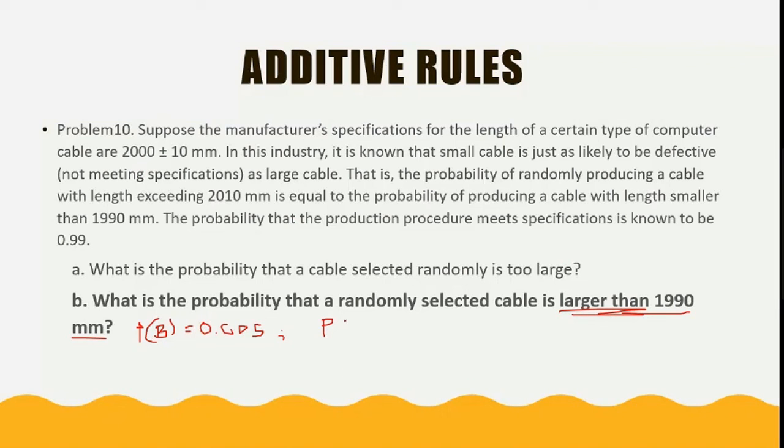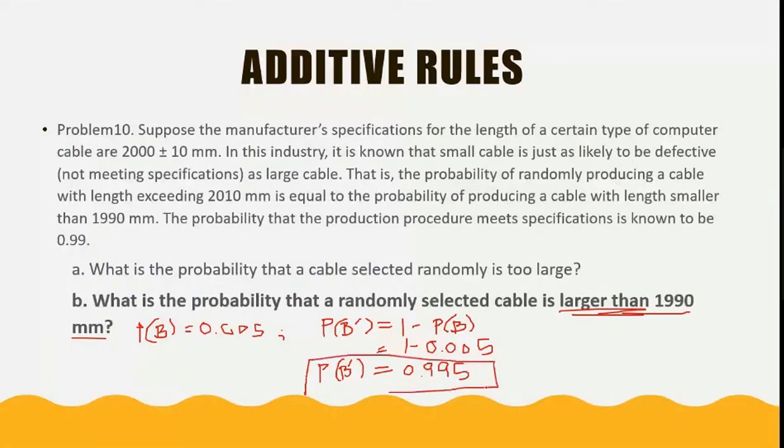So therefore, the one that we are looking for is actually the complement of B, and that's just 1 minus the probability of B. We know that the probability of B is 0.005. So that is 1 minus 0.005. So the probability of getting cables which are longer than 1990 millimeters is 0.995, or 99.5%. So that's how we use the different additive rules.